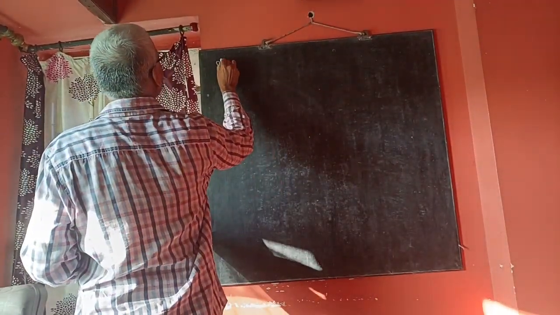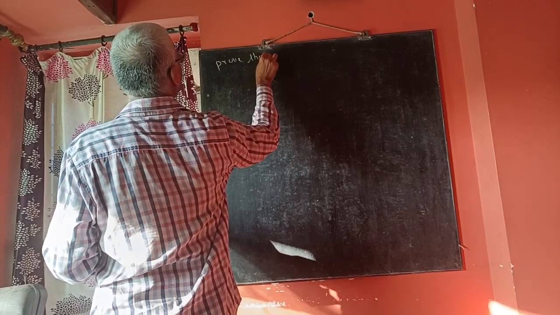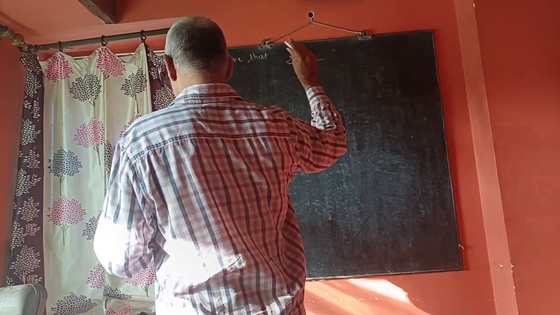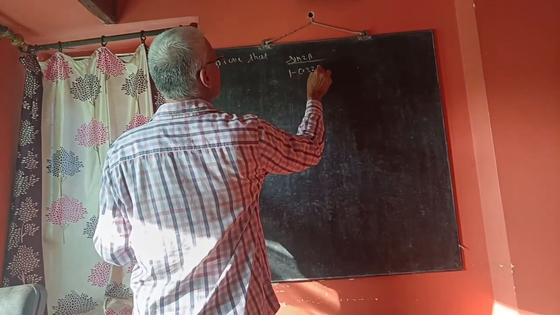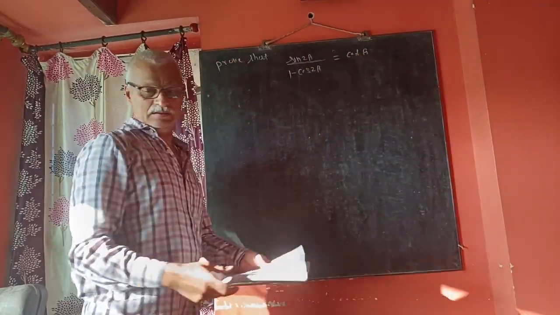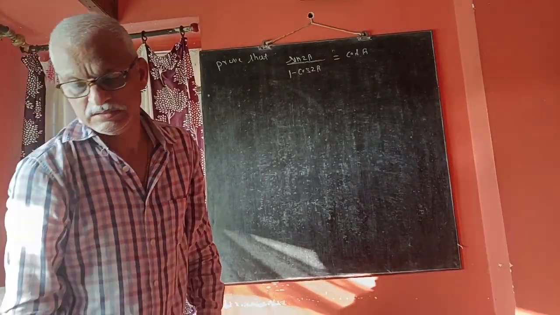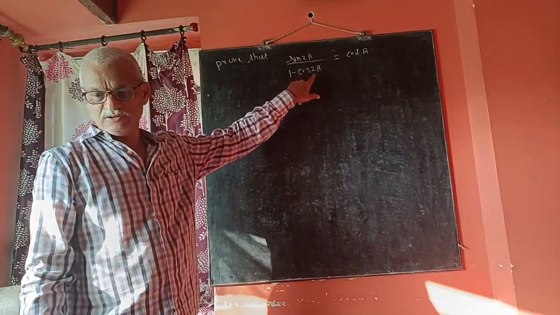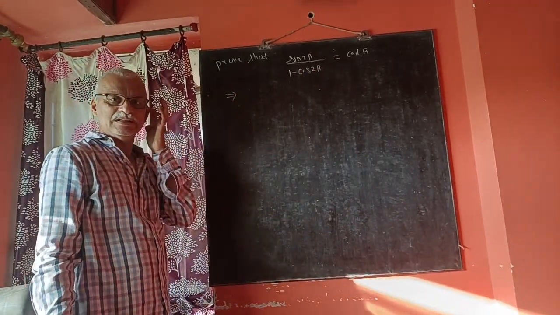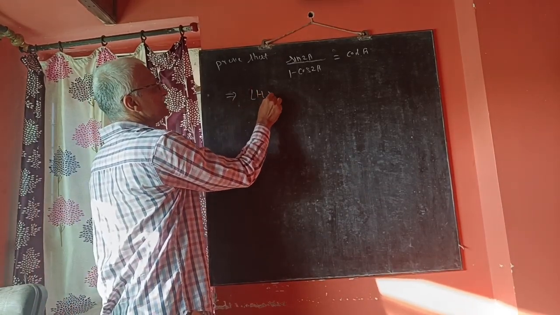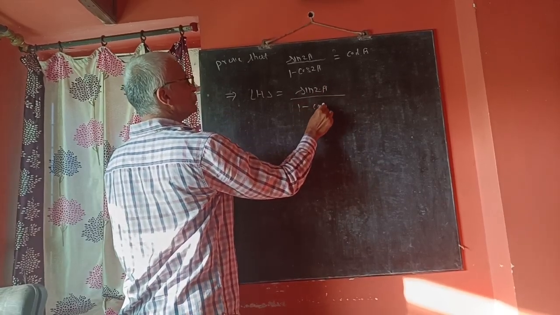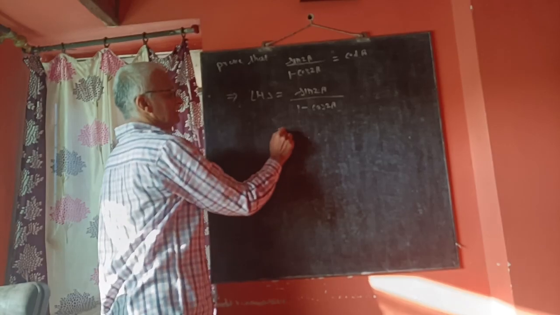Prove that sin 2A divided by 1 minus cos 2A is equal to cot A. Sin 2A divided by 1 minus cos 2A is equal to cot A. Here you have to apply the formulas. Consider the LHS, that is equal to sin 2A divided by 1 minus cos 2A.